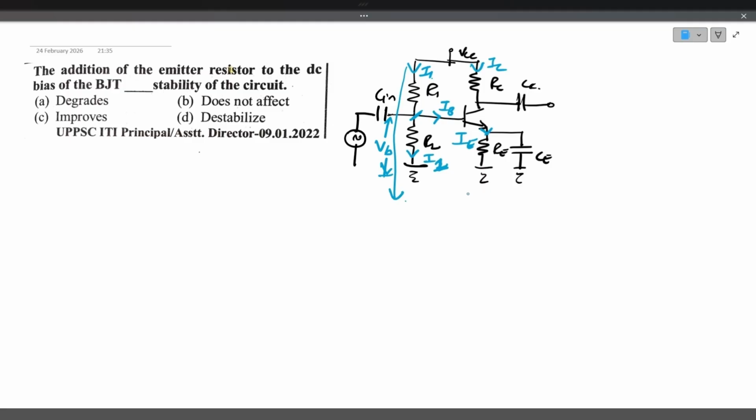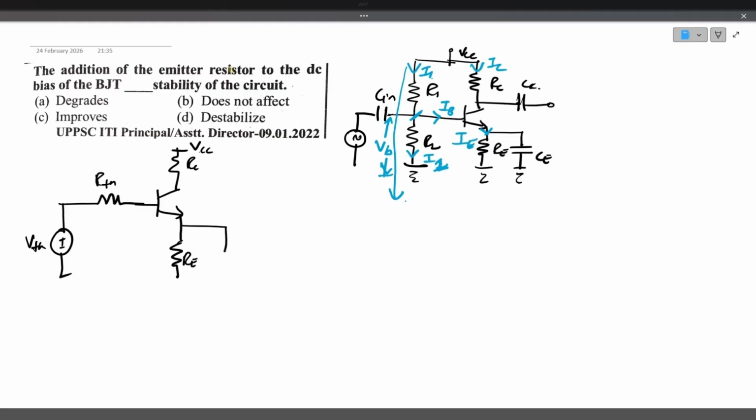So in order to analyze the stability, we have to convert this diagram into the Thevenin's diagram. The Thevenin's equivalent diagram will be like this. This is the V Thevenin, and there will be R Thevenin. And this is given to the common emitter. The remaining diagram remains same. Only the input part we are converting into the Thevenin's equivalent circuit for simplification purpose.